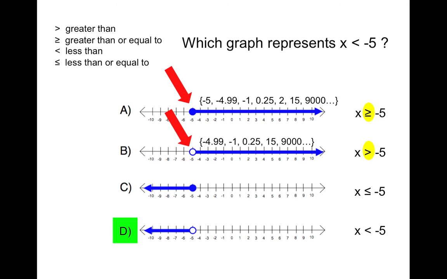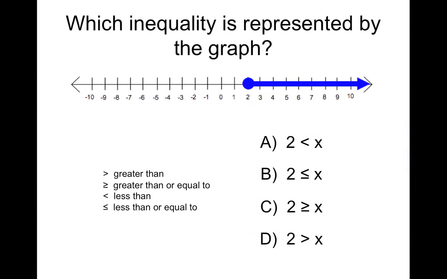I want to take you back here just for a moment because there's a temptation to think that anytime the inequality symbol points to the left, we can just make our graph go to the left. But that's not necessarily true. Which inequality best represents this graph? Read the statements carefully and make the best choice.